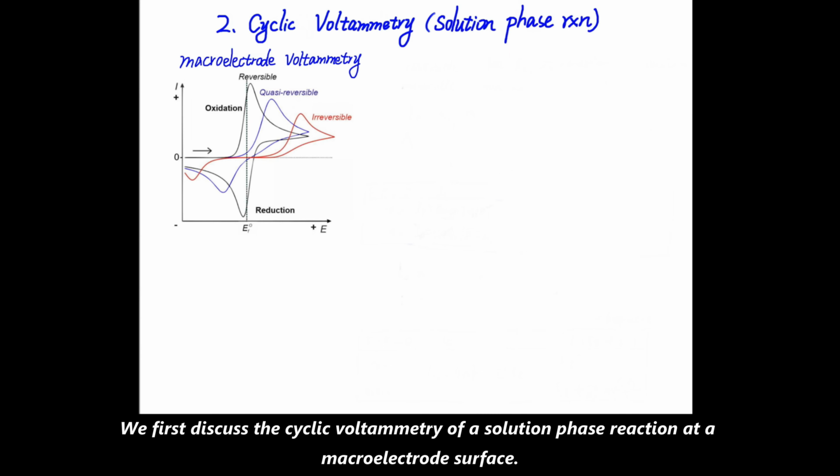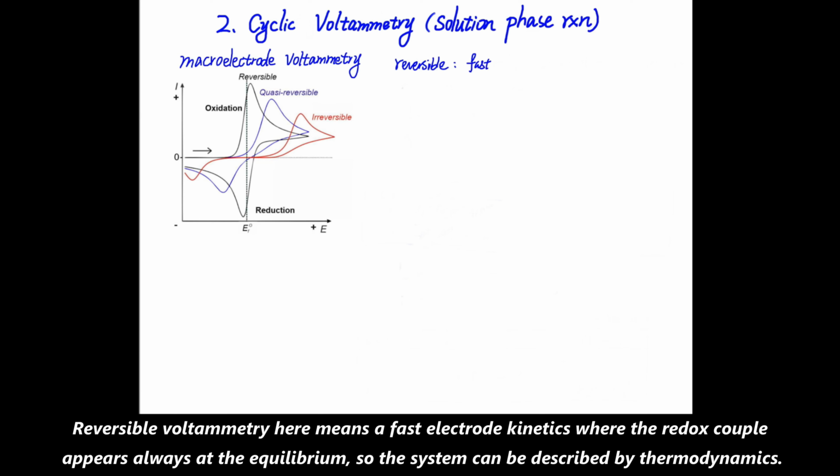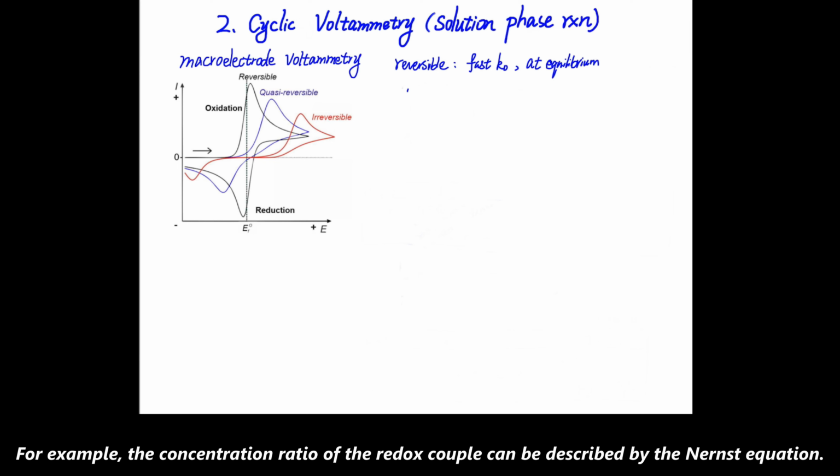We first discuss the cyclic voltammetry of a solution phase reaction at a macroelectrode surface. The characterization of macroelectrode voltammetry is based on the reversibility of the electrochemical behavior of the redox couple. Reversible voltammetry here means fast electrode kinetics, where the redox couple always appears at equilibrium, so the system can be described by thermodynamics. For example, the concentration ratio of the redox couple can be described by the Nernst equation.